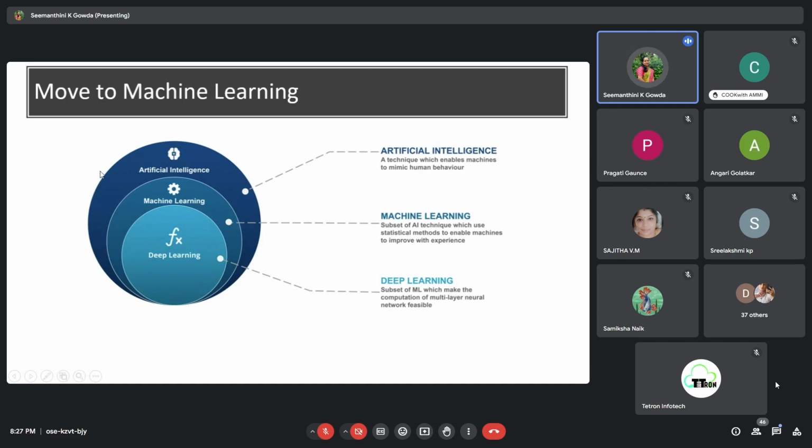As I said, AI can be seen as a broader umbrella, and machine learning is a subset of AI, and deep learning is a subset of machine learning.